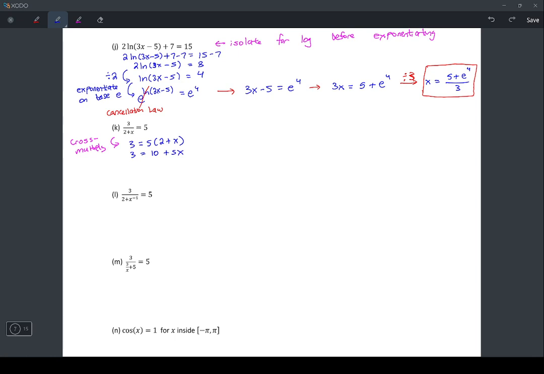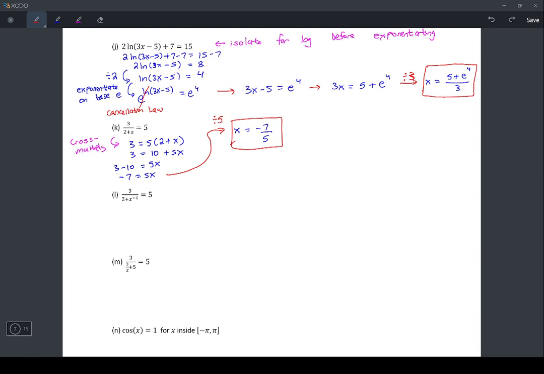Now we want to get x all by itself. So I'm going to isolate x next by subtracting 10 from both sides. So 3 minus 10 is equal to 5x. So negative 7 is equal to 5x. And then divide both sides by 5. So x is equal to negative 7 over 5. That'll be our answer for that one.